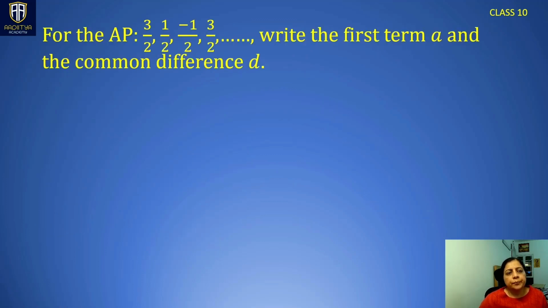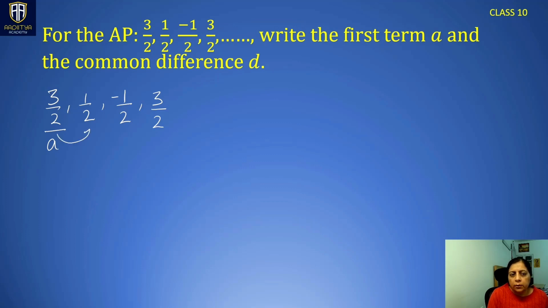Next: for the given AP 3 by 2, 1 by 2, write the first term A and the common difference D. So how do we solve this? Every time we cannot add something orally to get the next number, so we should know the proper method to find the common difference. See, this is the first term. Your A is 3 by 2.